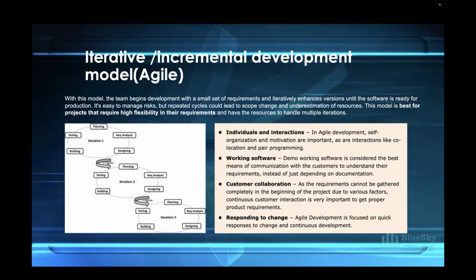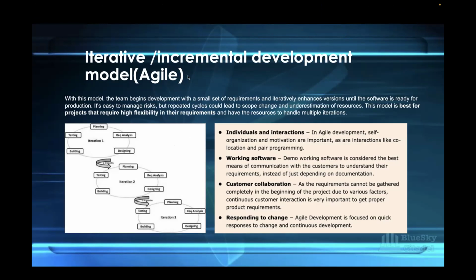So requirement can easily be changed in that process because you have demoed it and it's looking exactly what the client wants, or if it's not exactly what the client wants, then requirement can be updated in that process. So that's where the demo comes in. And as the requirement cannot be gathered completely in the beginning of the project, sometimes you don't get everything in the beginning. It depends on the kind of project. So due to the various factors, continuous customer iteration is very important to get proper product requirement, and agile development is focused on quick responses to change and continuous development.